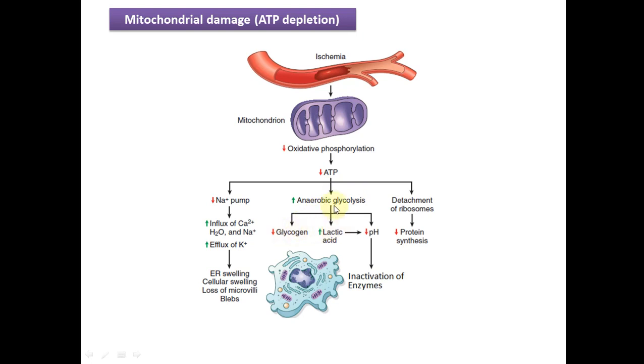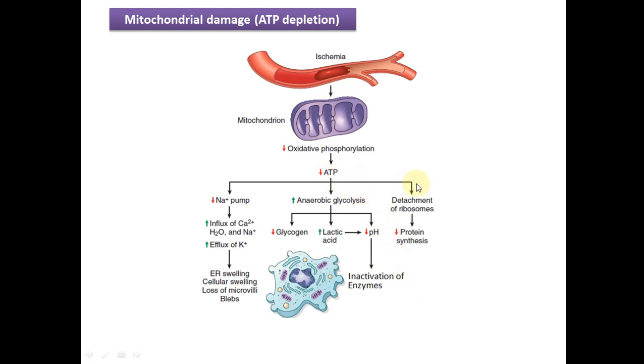As a result of anaerobic glycolysis, there will be accumulation of lactic acid, and it will decrease the pH of the blood. The tissue and the intracellular compartment will become more acidic, and it will lead to the inactivation of the enzymes that are needed for normal cell function.